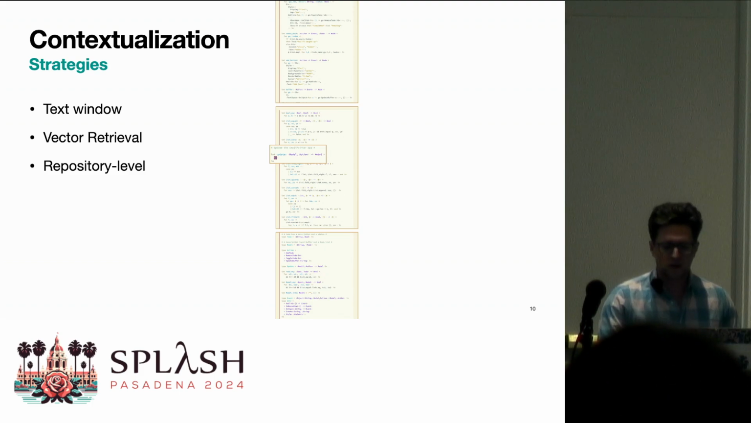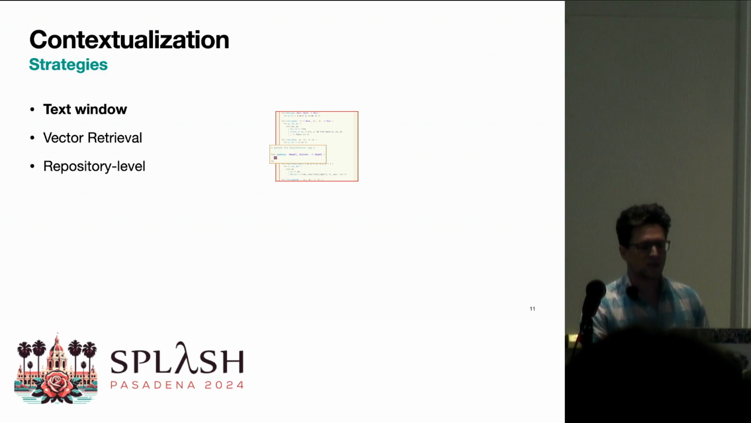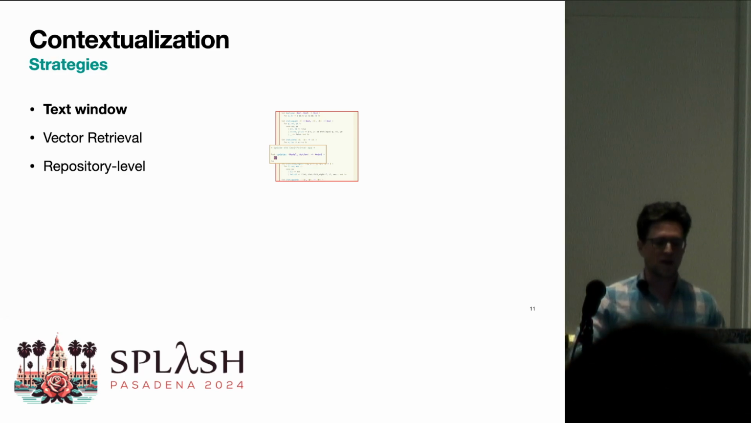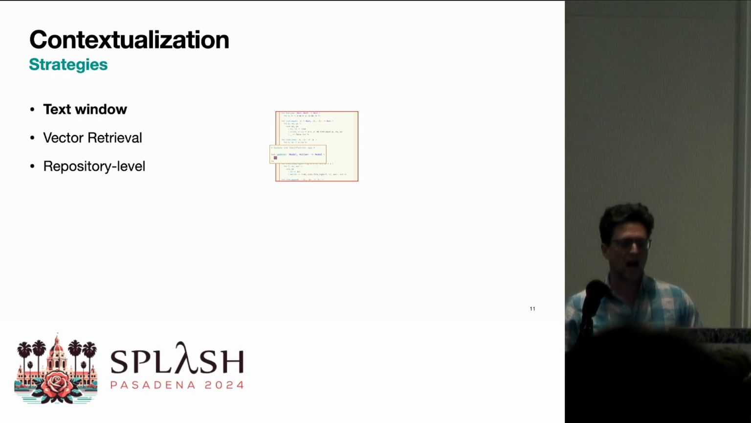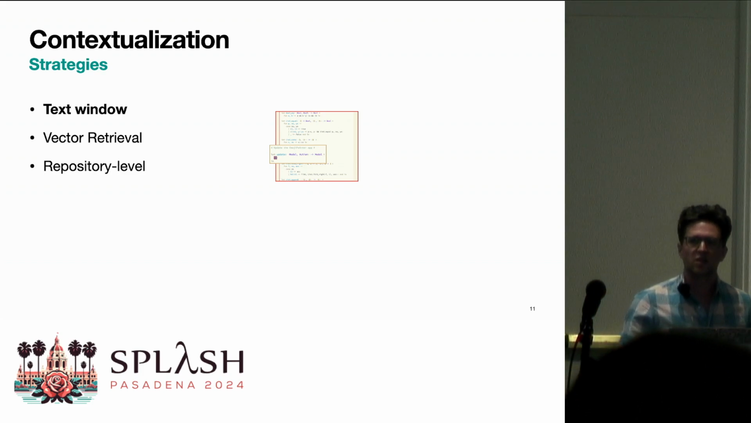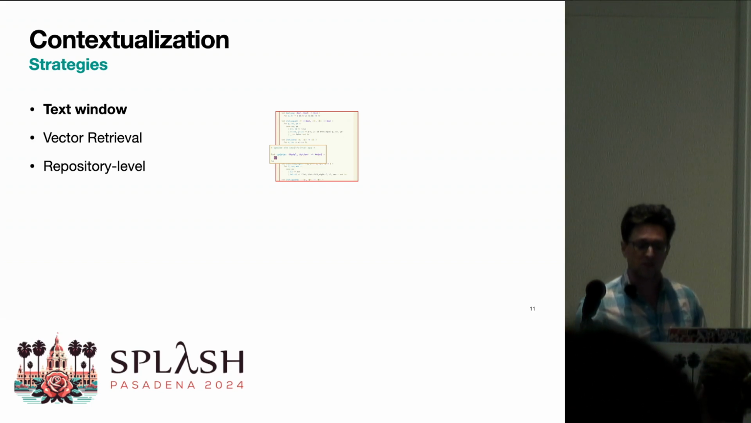Now, we'll briefly look at 3 different kinds of contextualization strategy. The simplest strategy is simply to include a text window surrounding the cursor. This might work okay if, like in the demo, the entire app is located in a single file. But what if you're in a new file, or one that doesn't include relevant information?